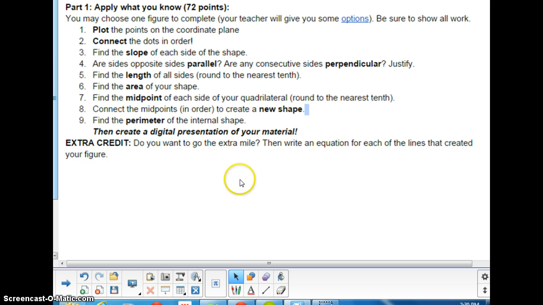Extra credit. Do you want to go the extra mile? Then go back and figure out what the equation of each line would be that make up your quadrilateral. So that's part 1. That constitutes 72 points of your grade.